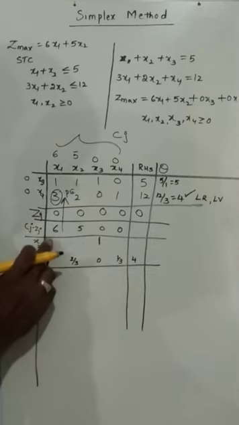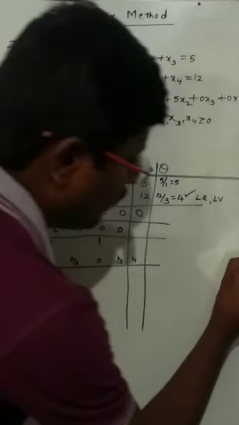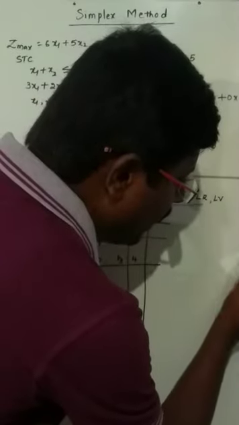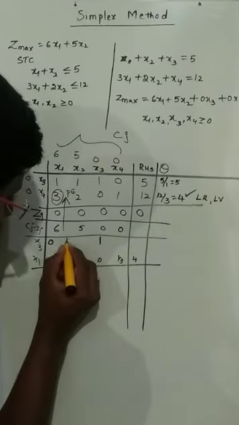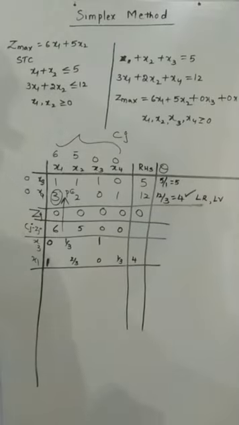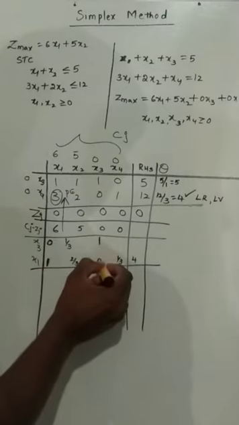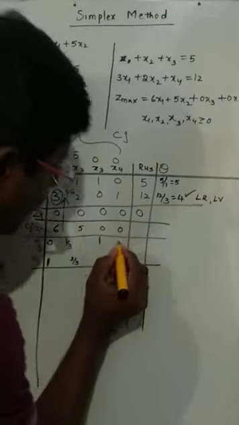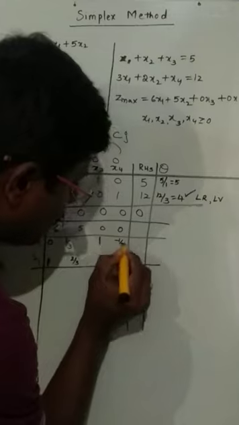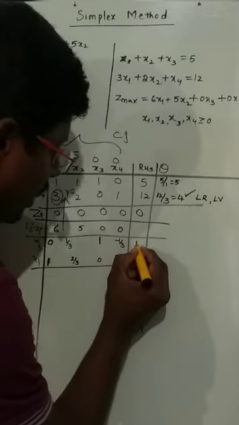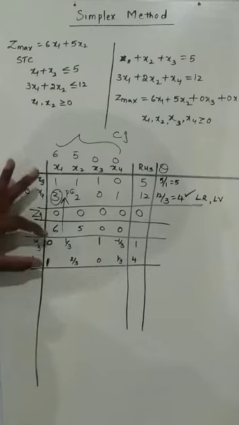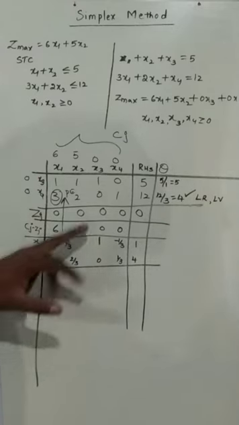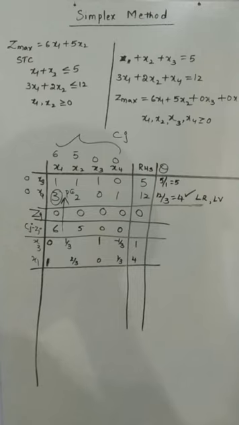1 minus 1 is 0. 1 minus 2 by 3, 1 minus 2 by 3, so this will give 1 by 3. So I'll write 1 by 3 here. Next, 1 minus 0, 1. 0 minus 1 by 3 will get minus 1 by 3. 5 minus 4, we got 1. Now you see the basic variables having the identity matrix 0, 1 and also 1, 0 in this place.